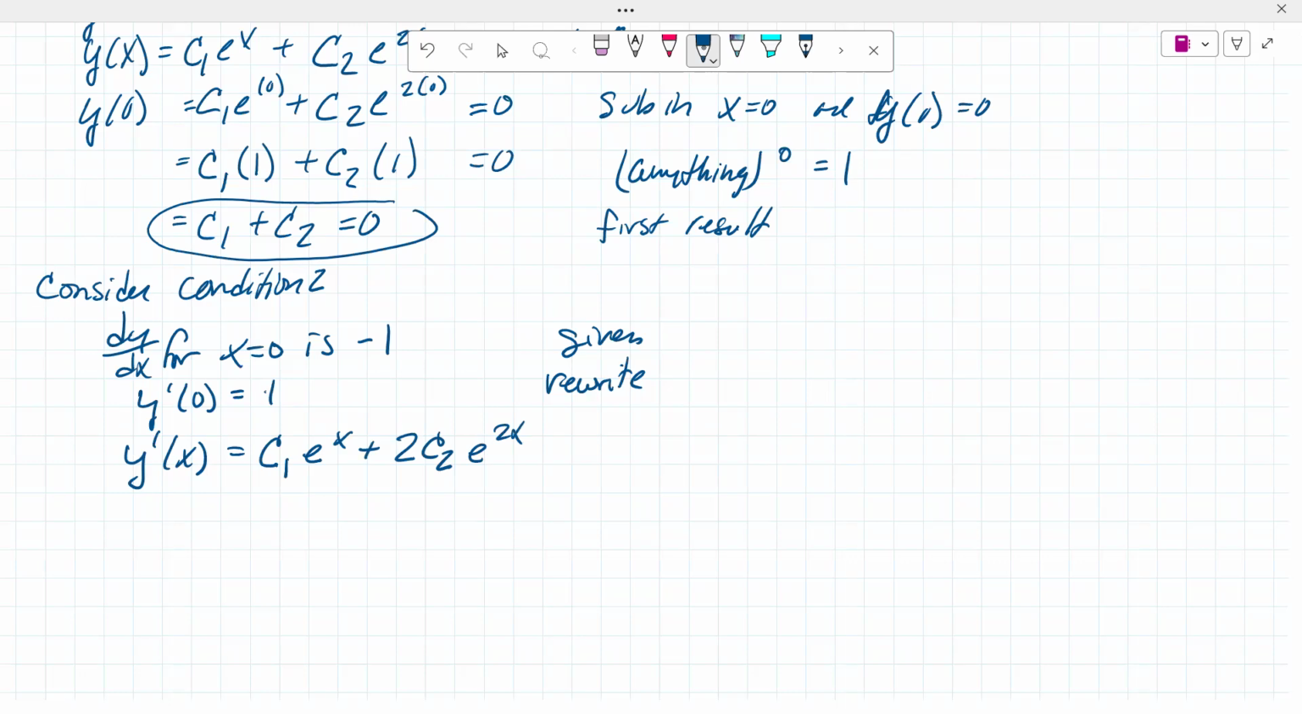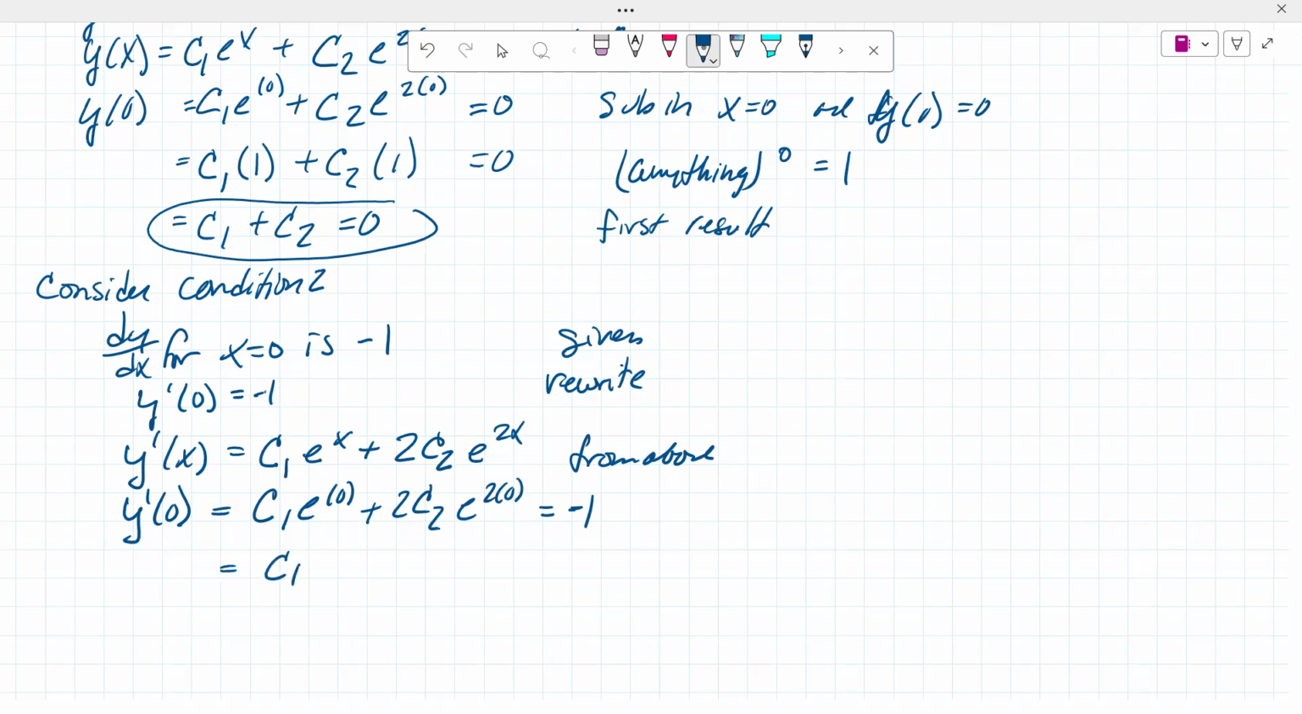Now we sub in. This is from above. Remember, we wrote out our little table and we already solved for that. So now we said y prime of 0 equals -1. So now we put in all the x's at 0. C1 e to the 0 plus 2c2 e to the 2 times 0 equals -1. Those are negatives. All right, great. Now we got C1 plus 2C2 equals -1.